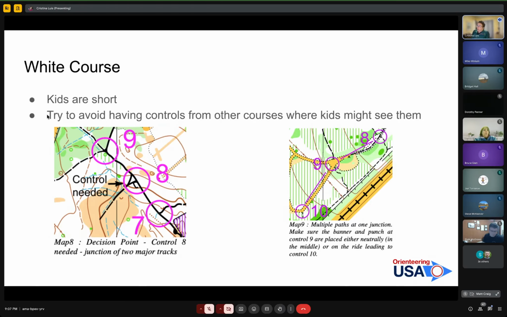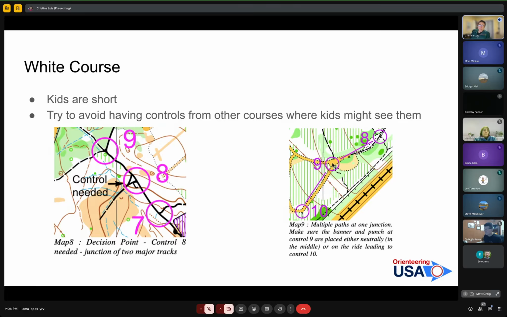Another thing, and this is not always possible, is to try to avoid having controls from other courses that might lead them off. On a white course, because you're doing every decision point, often they're having controls all along the way anyway, but it's possible there could be other controls. This is just another example of where you want controls at a decision point, because these are both major.